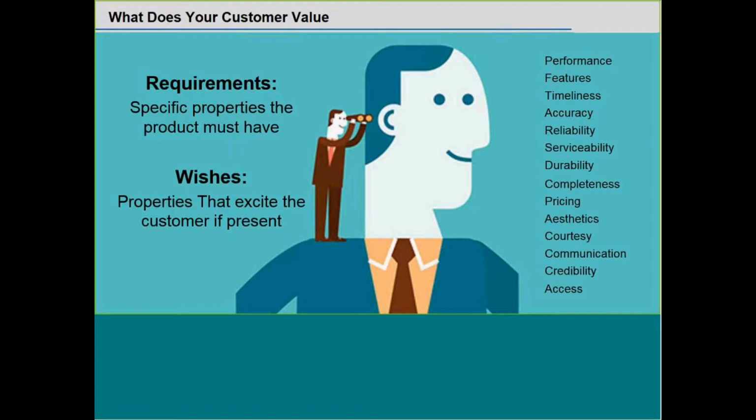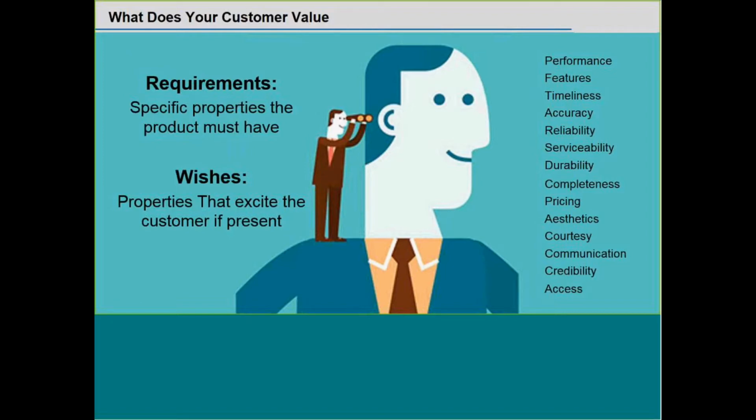So what do our customers value? Well, here is the book's definition. Our customers have specific requirements, and customers have some specific wishes, right? Requirements are specific properties that the product must have. If you're getting a smoothie, it must be cold. It must have fresh fruit, for example.